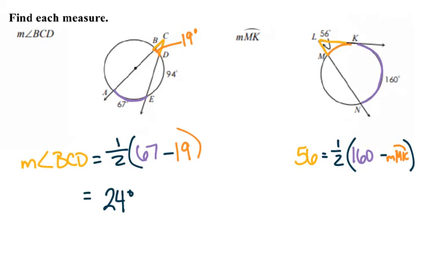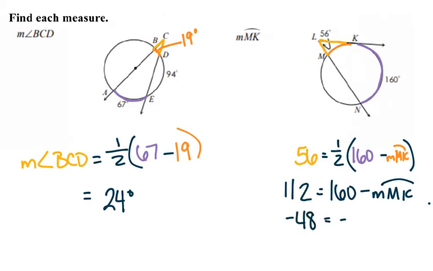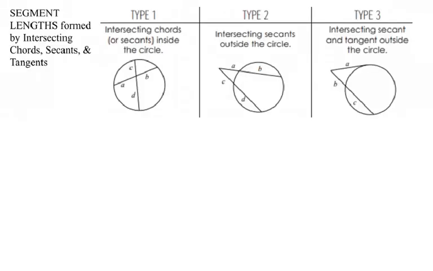So I'm going to multiply both sides by 2. So I get, let me change my color, 112 equals, I don't need the parentheses, 160 minus that measure I'm looking for. Okay, I'm going to subtract 160 to the other side. It's going to be a negative number. It's perfectly fine. And this is just like if you had a -1 in front of an x. If I divide both sides by -1, I get the measure of MK has to be 48. Okay, so hopefully you got the same thing I did. If not, it's cool. We're still practicing.